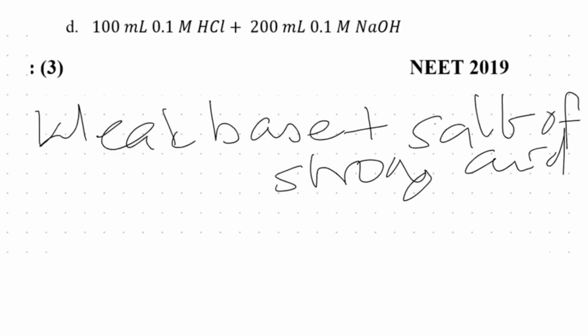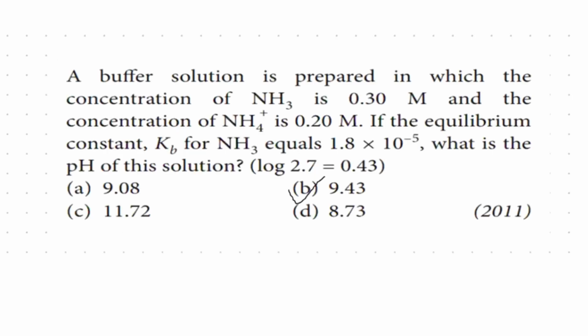A buffer solution is prepared in which the concentration of NH3 is 0.3 molar. Base concentration is there. Concentration of NH4 plus salt concentration is given. Kb value of the base is given. Okay. What is the pH of this solution? So this is a very straightforward question. Again, you have to apply Henderson equation.